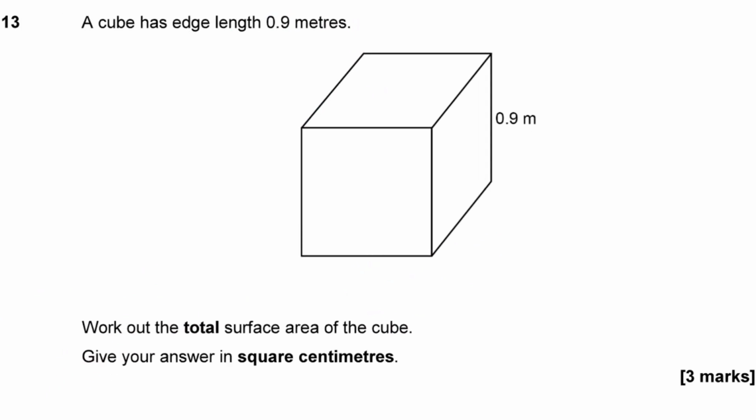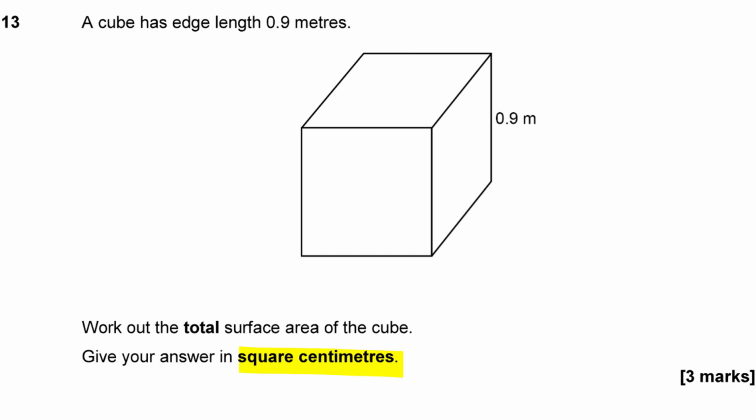A cube has edge length 0.9 meters. Work out the total surface area of the cube. Give your answers in square centimeters. Okay, so notice first that that's in bold, and normally things in bold are there because students will otherwise not see them. So just take extra care when things are in bold.